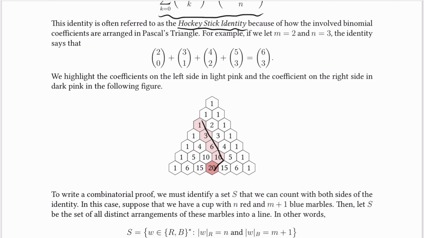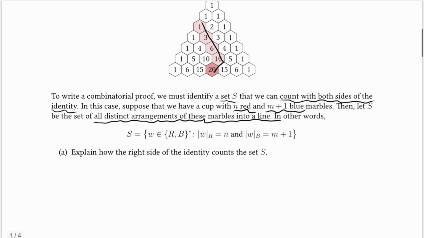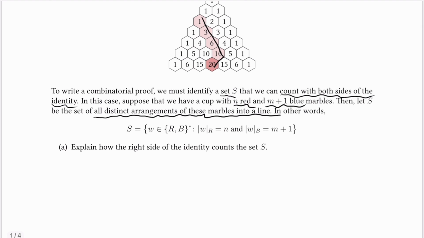So to write up a combinatorial proof, we must identify a set S that we can count with both sides of the identity. In this case, we're going to consider a cup with n red and n+1 blue marbles, and let the set S be the set of all distinct arrangements of these marbles into a line. So now, let's look at problem A here.